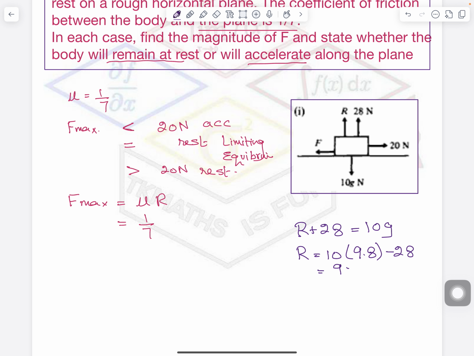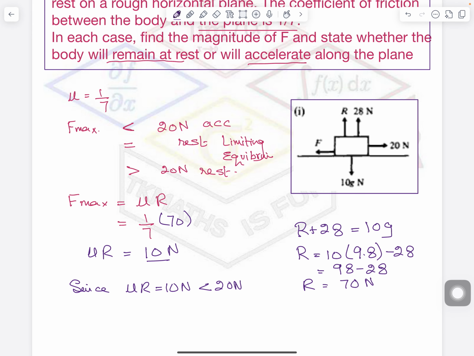So now it will be 98 minus 28, which is equal to 70 Newton. Right. Now this value of R you will plug in here, and it is equal to 10 Newton. So now you can see the frictional force, which is mu R, is equal to 10 Newton, but the applied force is 10 Newton. So you can just write: object will accelerate. Why? Mu R, which is equal to 10 Newton, is less than 20 Newton. So you will write: object will accelerate.